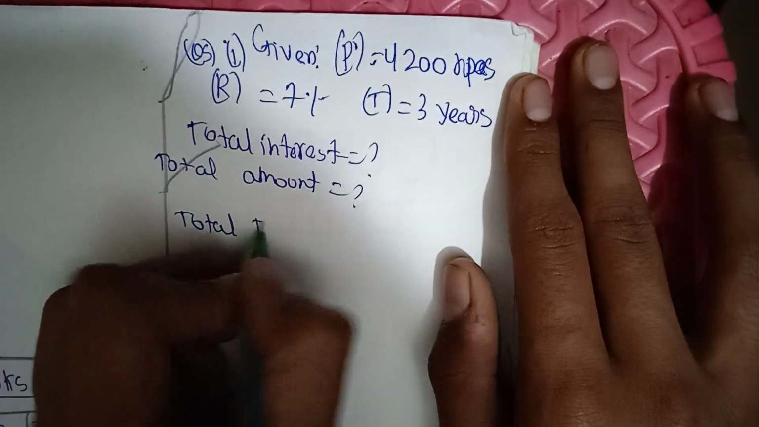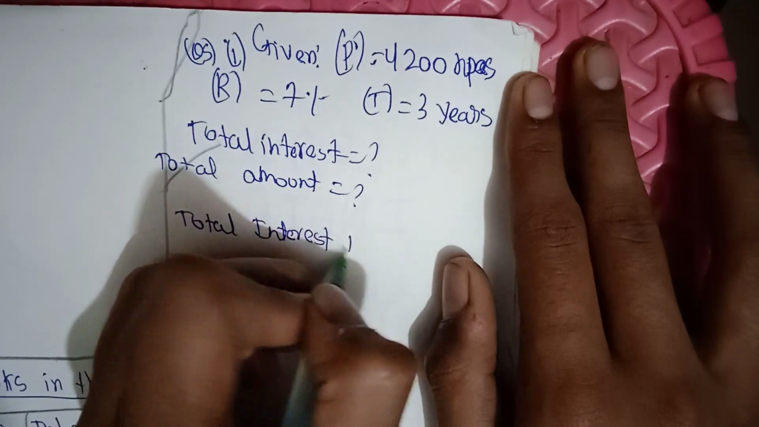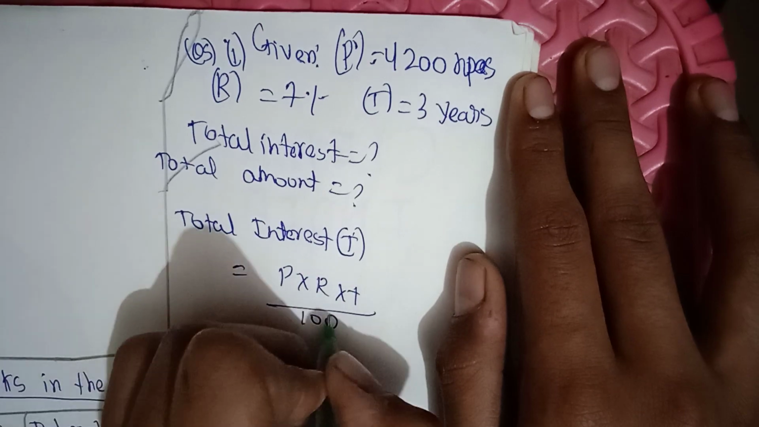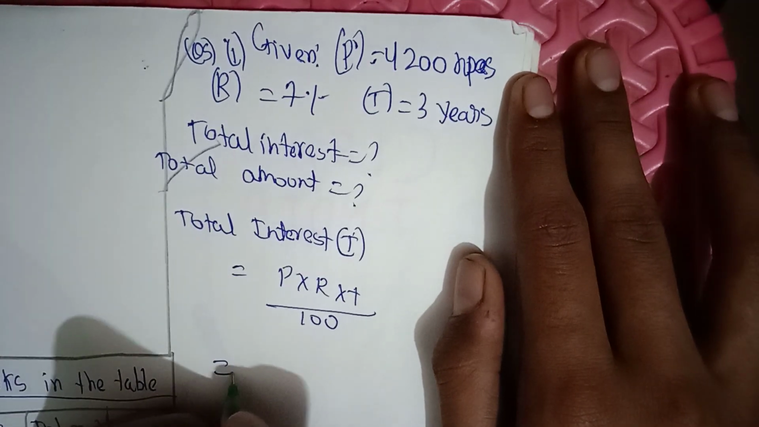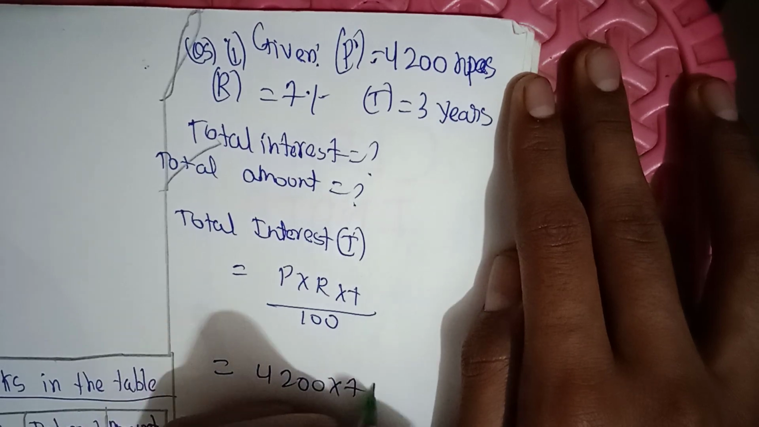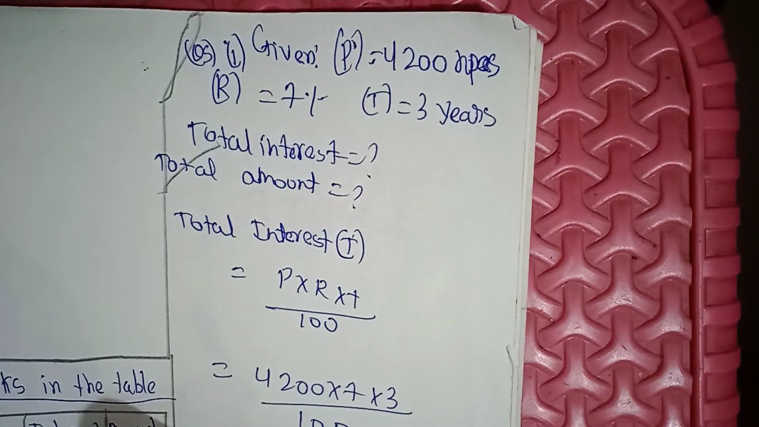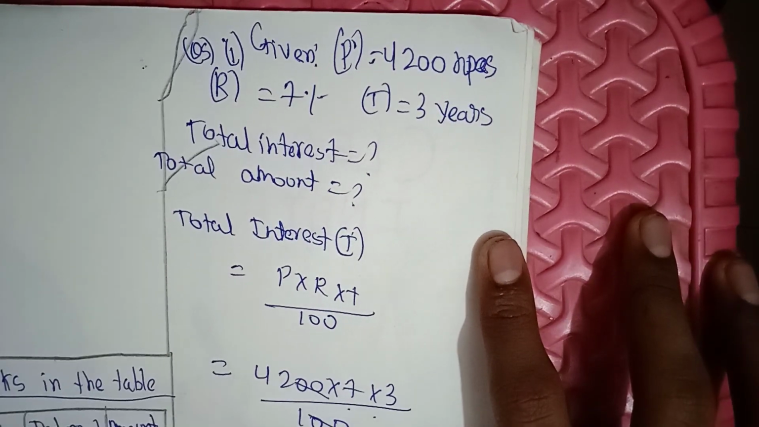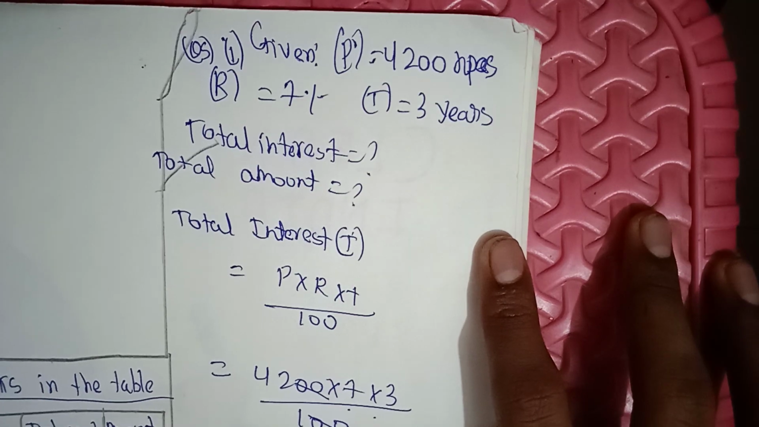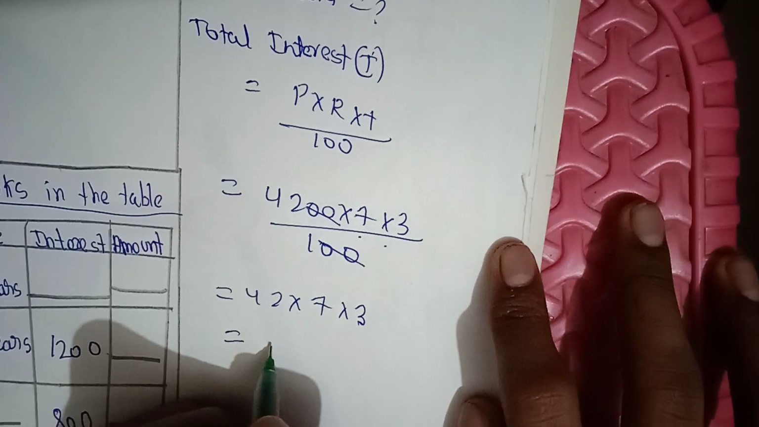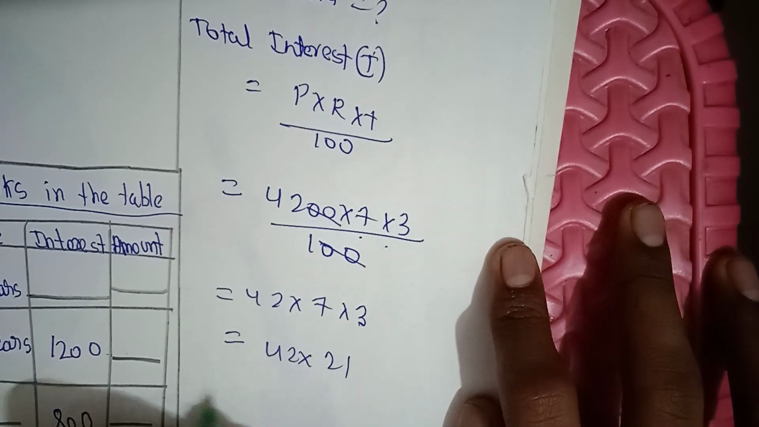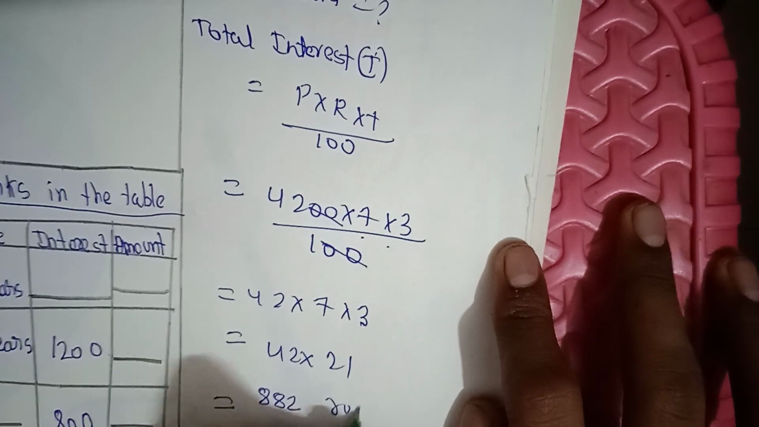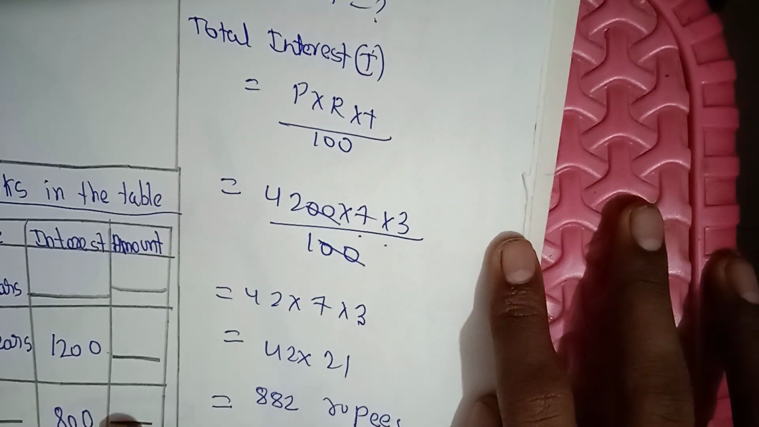So total interest I is equal to P into R into T upon 100. So here we can write it as 4200 into 7 into 3 upon 100, because we know the principal, we know R also, we know T also. So we can solve it nicely. 2 zeros get cancelled. So we are left with 42 into 7 into 3. 7 3s are 21. So we are left with 42 into 21. When we multiply this, we get 882 rupees as the answer. So here we got the interest.